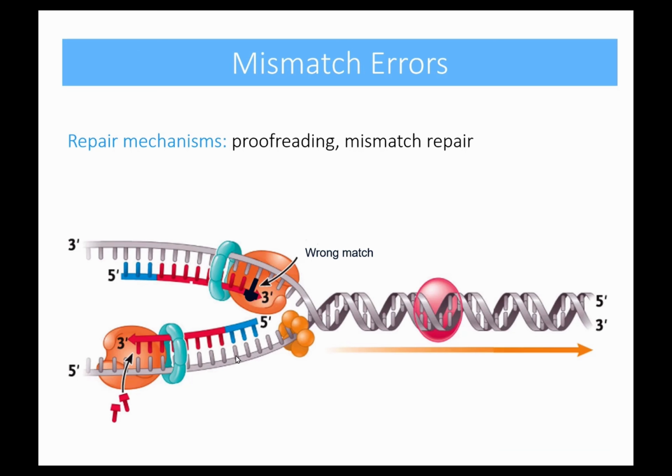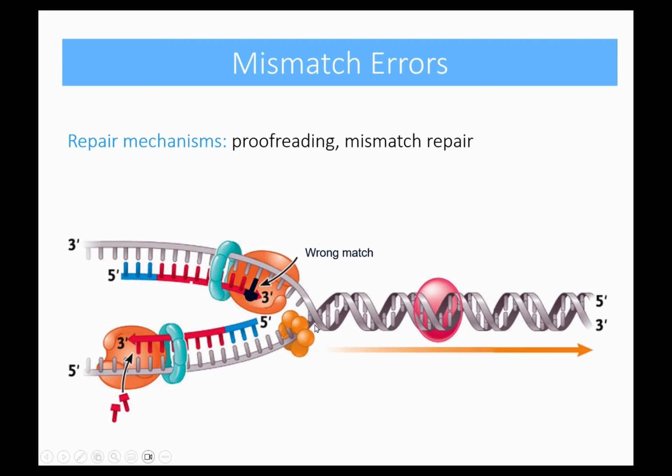So let's look at the repair mechanism. You get a mismatch, and now you need to repair it. There are two ways to repair it: proofreading and mismatch repair. So proofreading is something done by polymerase itself independently. It doesn't need anyone else. Whereas mismatch repair is done by polymerase with the help of repair enzymes. So it's teamwork in mismatch repair.